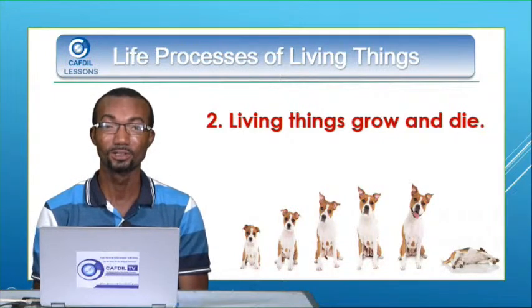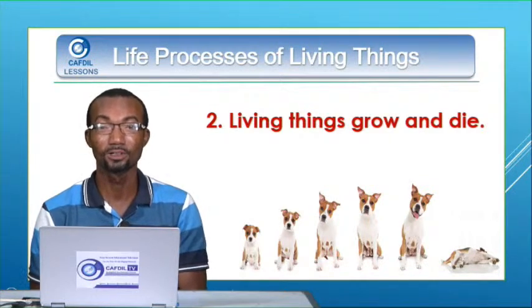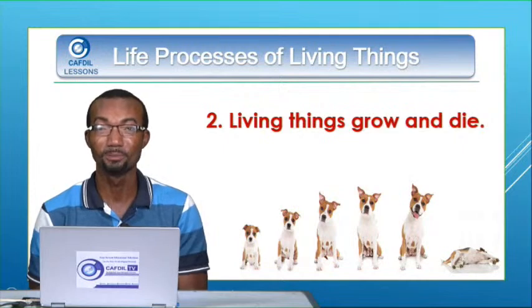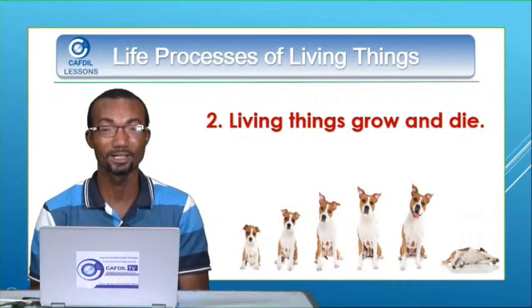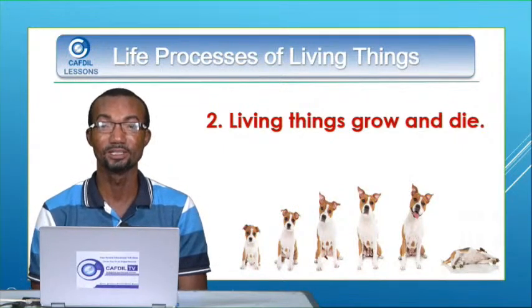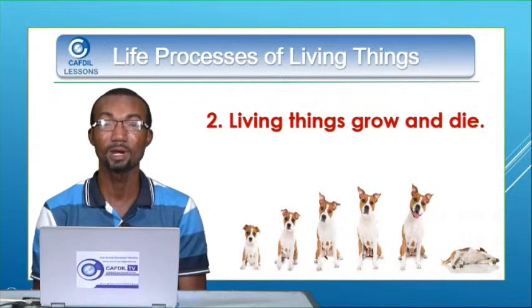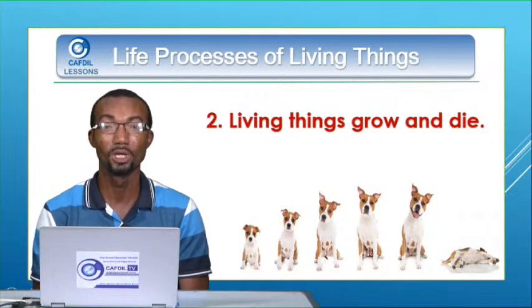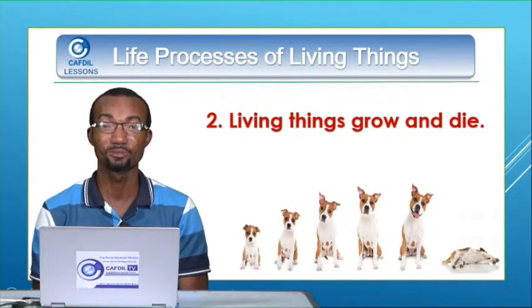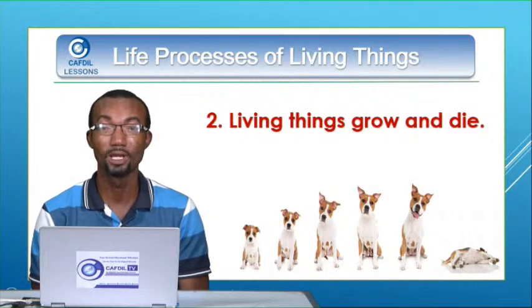So the dog grew from a puppy to a small dog, to a medium dog, to a big dog, a bigger dog, and then finally, after some ages, the dog dies. The same applies to human beings. Human beings also grow and die. So the next life process is that living things grow and die.